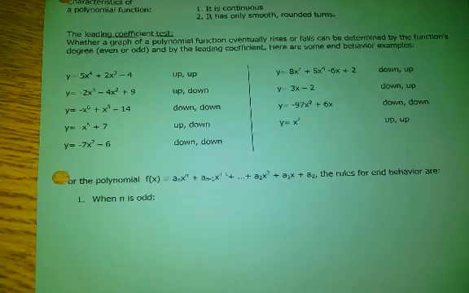Okay. The leading coefficient test. Whether a polynomial function's graph rises or falls can be determined by the function's degree and by the leading coefficient. Here's some different examples. So this one just goes up and up. And I'll kind of explain this.